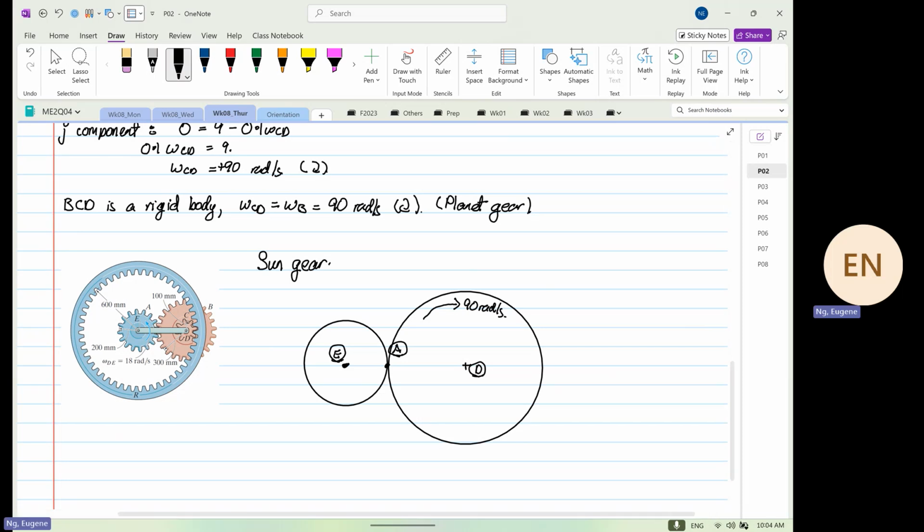So you can solve this any way you want. But if we are going to use vector form, what we are going to find is our omega AE. Now, in fact, we can use the gear ratio that you have learned.